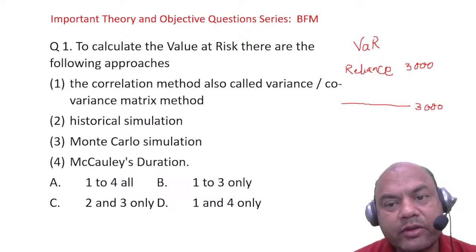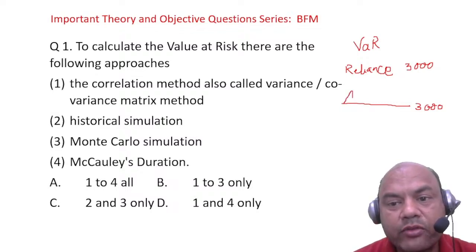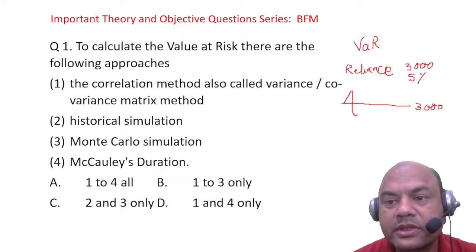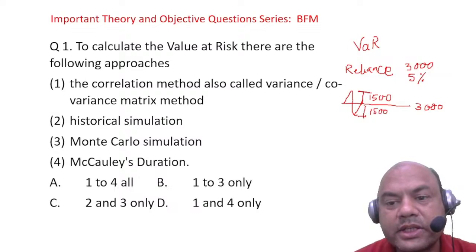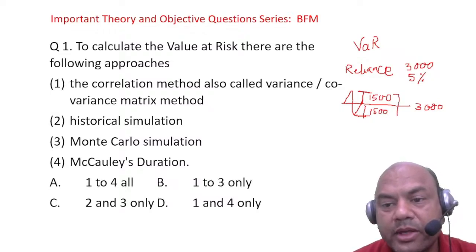So 5% here and 5% there. It will be 1500 over here and 1500 over there, because 5% into 3000. So if it is fluctuating 1500 on both the sides in one month, then my VAR becomes the total of this. The total is 3000.